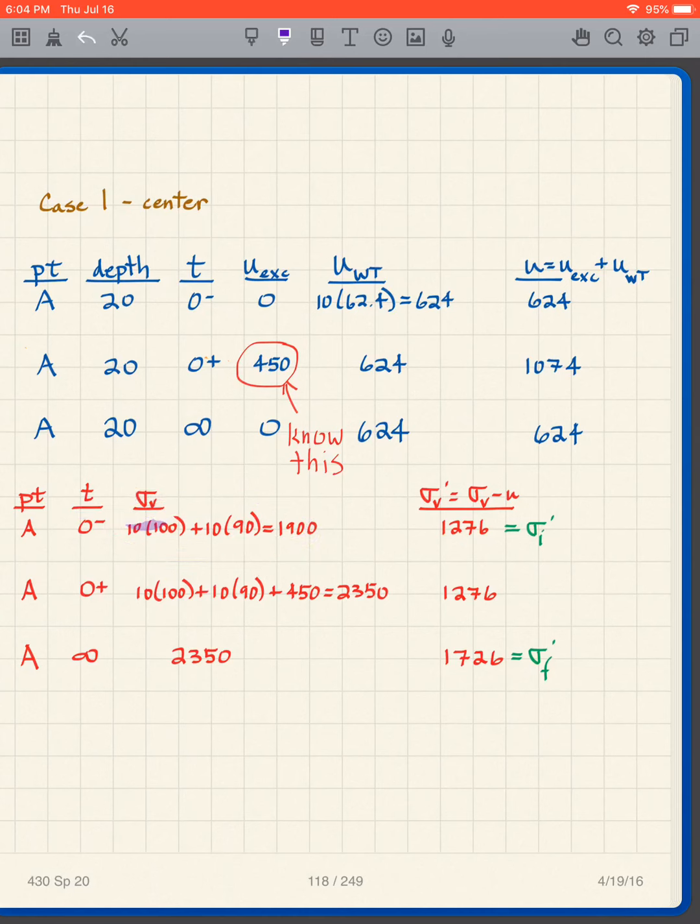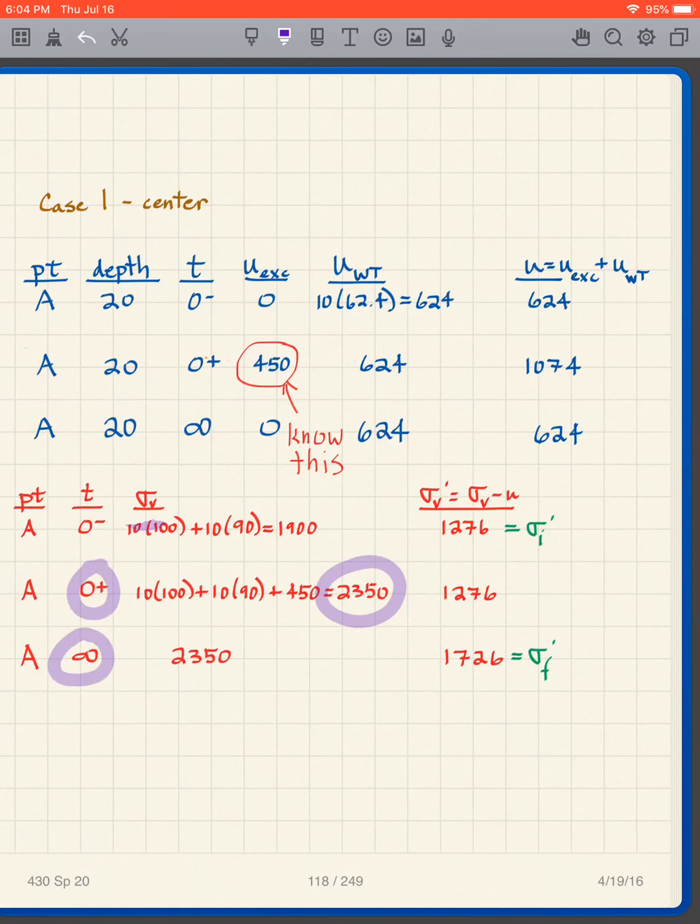Notice, 10 times 100 plus 10 times 90. Well, for the t equals 0 plus picture, I have the same thing, 10 times 100 plus 10 times 90. But then I also have the 450, which basically comes from there. It's the same calculation. Now I have 2350 at t equals 0 plus.